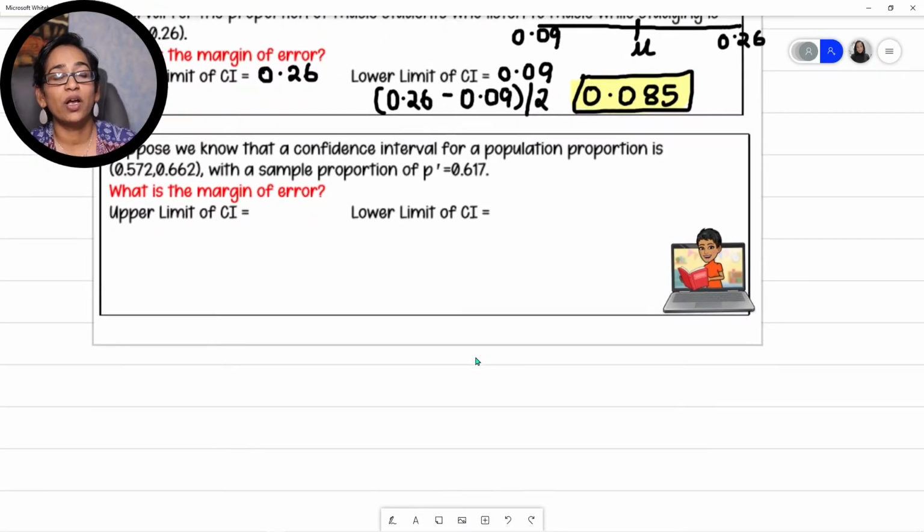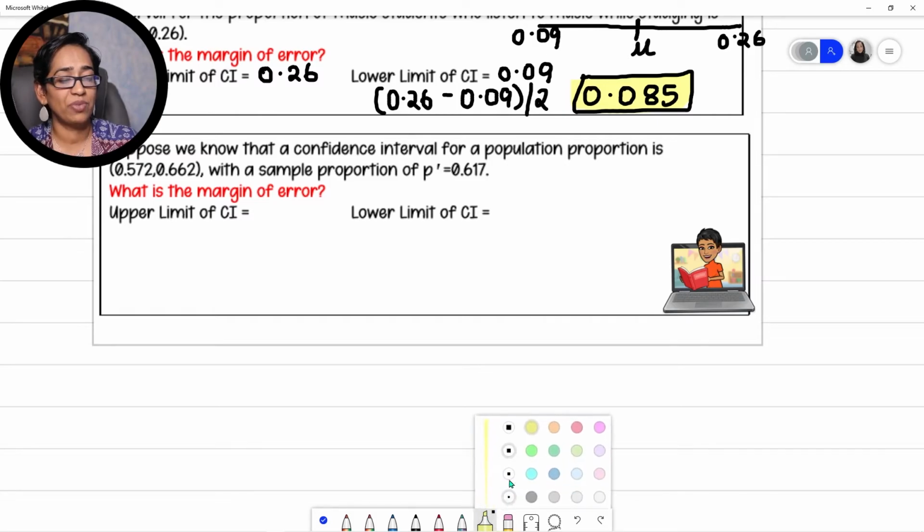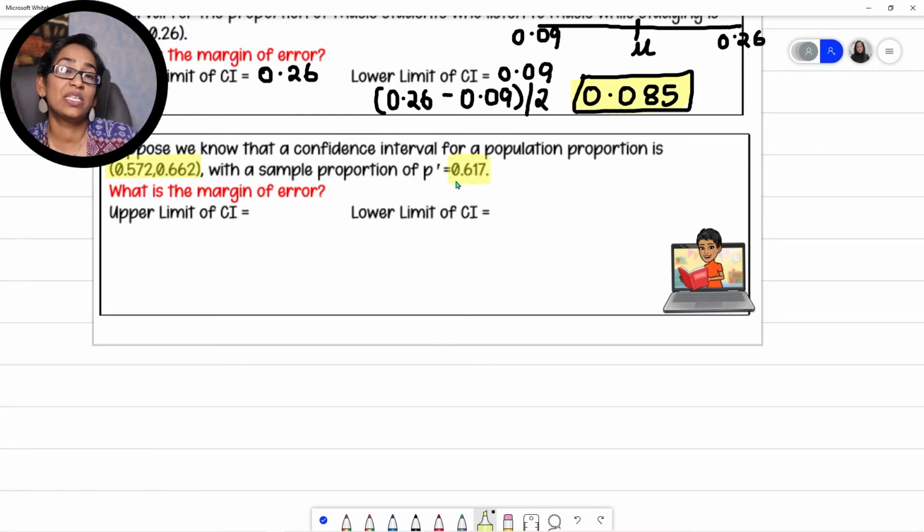Suppose we know that a confidence interval for a population proportion is, again, they gave me a confidence interval. That means they're telling me the lower limit and the upper limit from here to here. With the sample proportion of 0.167, what is the margin of error? There are two formulas, but I simply like to follow one formula, and that's what I expect you all to do too, so you're not confused. So 0.572 is my lower limit.